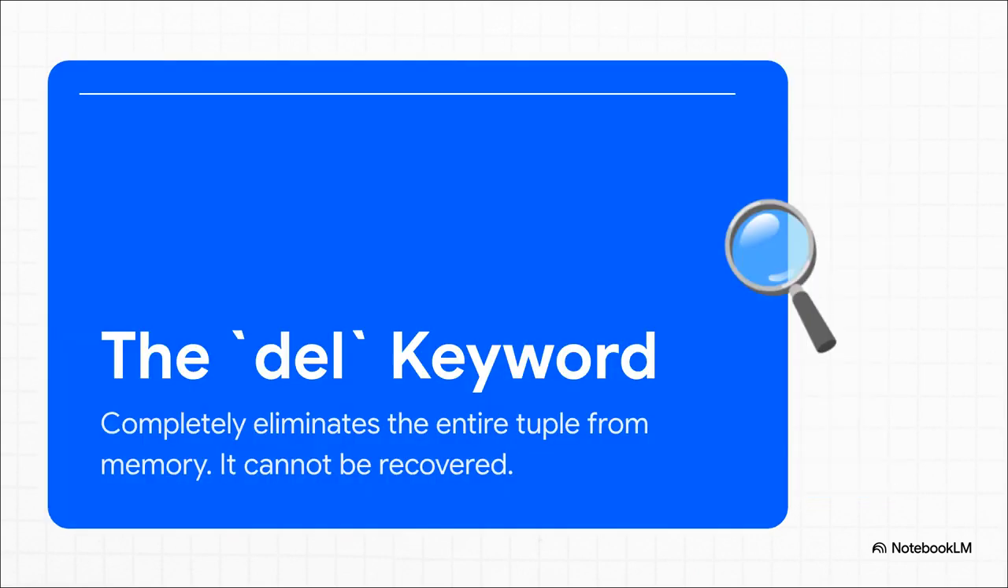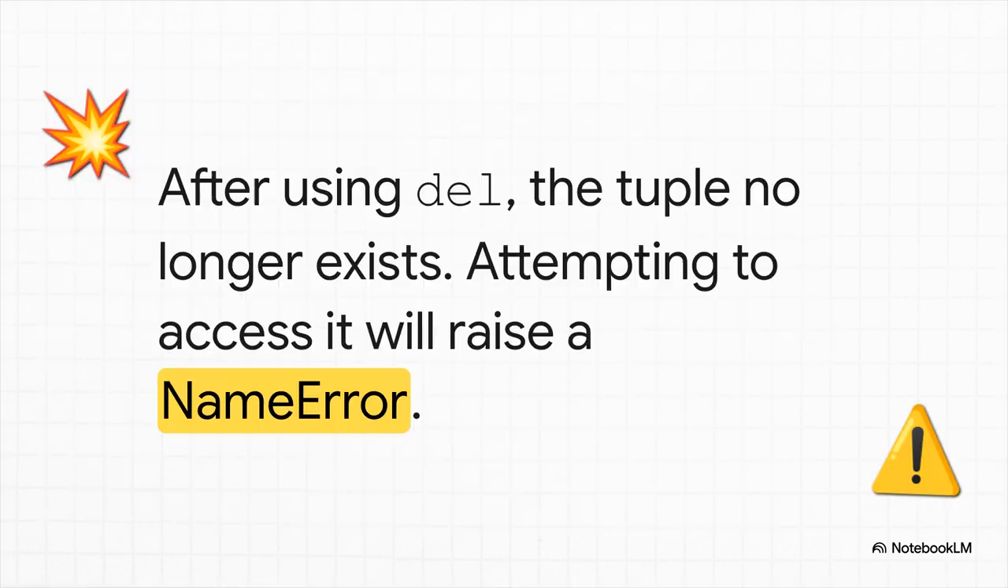Now let's talk about deletion on a whole different level. The del keyword is not like our .remove trick. With del, you're not just taking one item out. You are telling Python to completely vaporize the entire tuple. It's gone, wiped from memory. And this comes with a huge warning label. Once you use del, that variable is gone. It doesn't exist anymore. If you try to use it or print it later in your code, your program is going to crash and scream a name error at you. So use del very carefully.